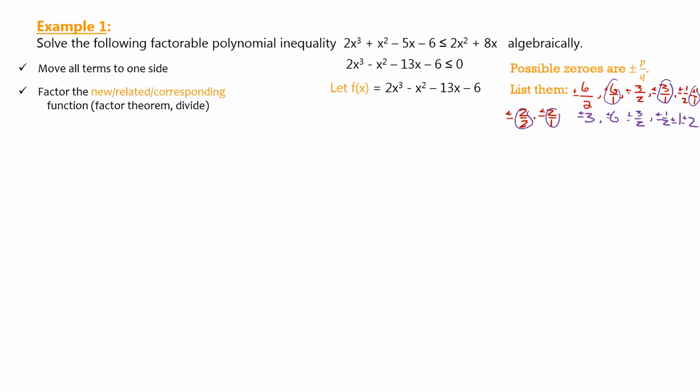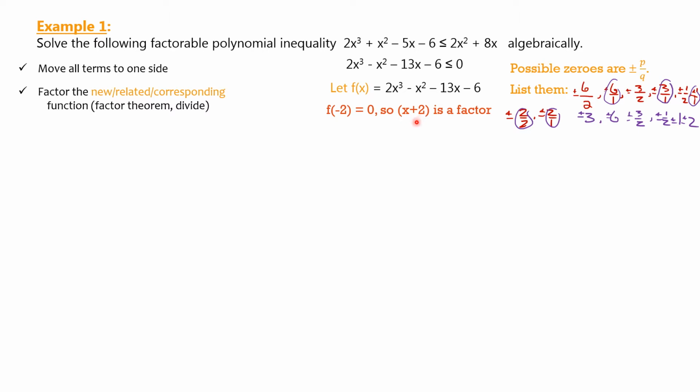We go through them and we find one. Always start with the plus 1, the minus 1, the plus 2, the minus 2. Usually you're going to find one pretty quickly there. So sub in to your related or corresponding function. We're going to sub these values in here until we find 0. So go ahead and do that and come back when you've found one. So f of negative 2 is equal to 0. So that means x plus 2 is a factor.